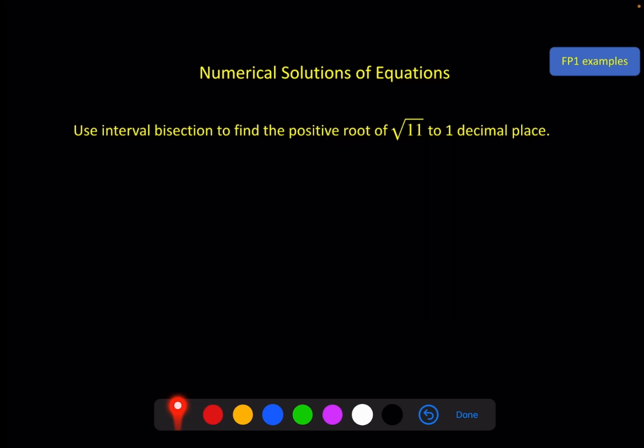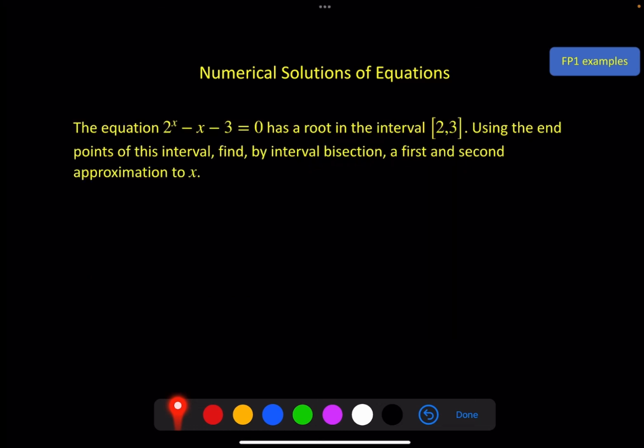The second and final example is not quite so long. The equation this has a root in the interval this. Using the endpoints of this interval, find by interval bisection a first and second approximation. So the question here is specifically telling us just do this twice.